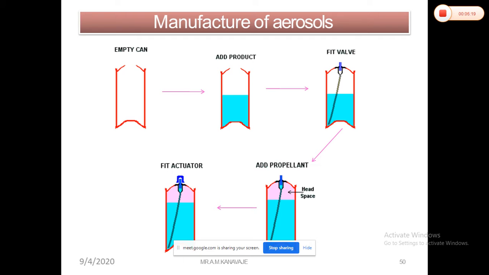This is a two-step method. First step, you have to prepare the product concentrate and add it in that particular container, whether it is a solution form, suspension form, emulsion form, or any other form. You have to feed the valve, then through the valve opening, you have to add the propellant in that can. And once you fill the propellant, you can feed the actuator.